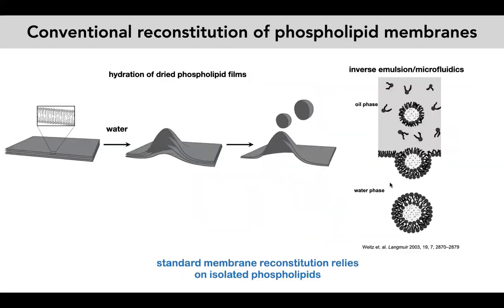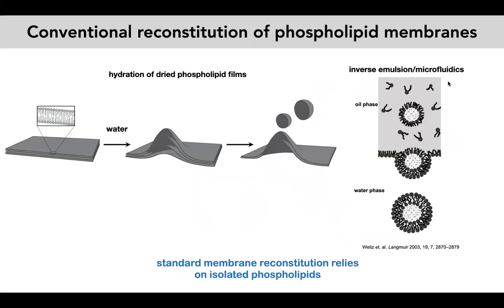So, in our lab, when we first started, we started thinking about ways in which we could use chemistry to mimic lipid synthesis and membrane formation. If we think about the conventional ways we make membranes, a very typical way is to take a dried film of phospholipid, add water, and hydrate it, and you form vesicles.